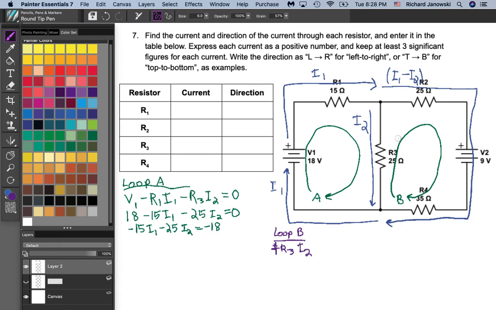And then we come up here. So we get to R2, and our loop is going the same way as this current, I1 minus I2. So this will be a drop. So minus R2 times I1 minus I2.